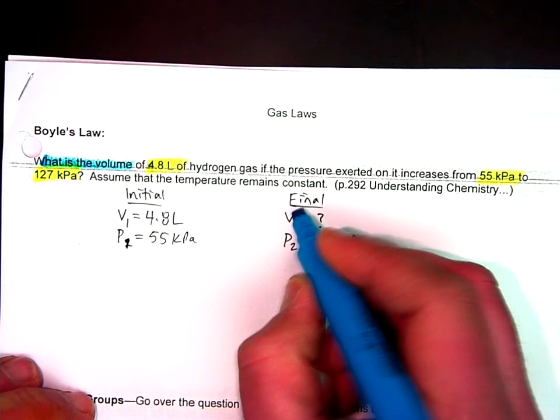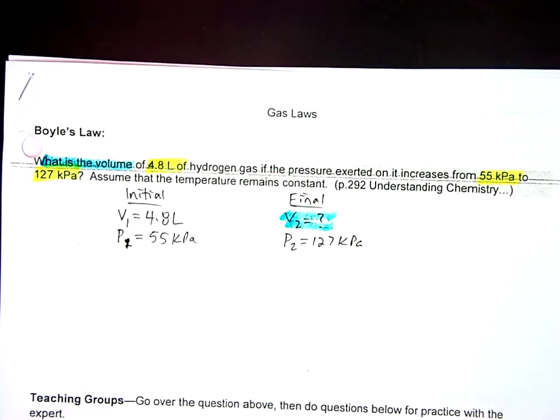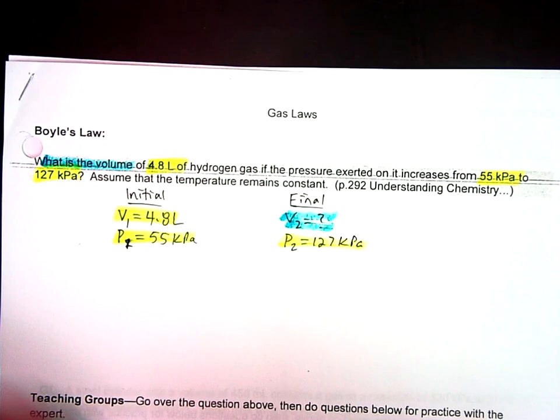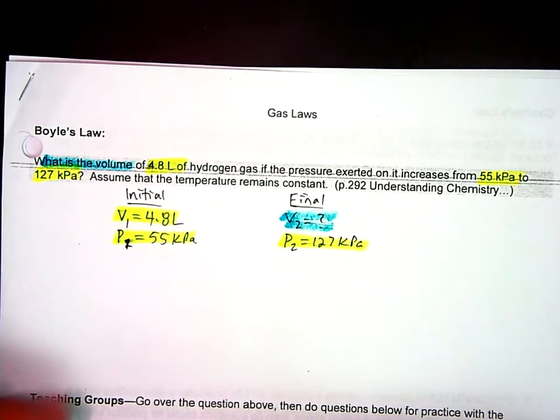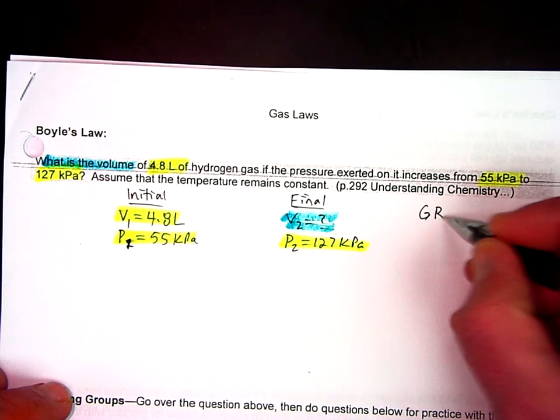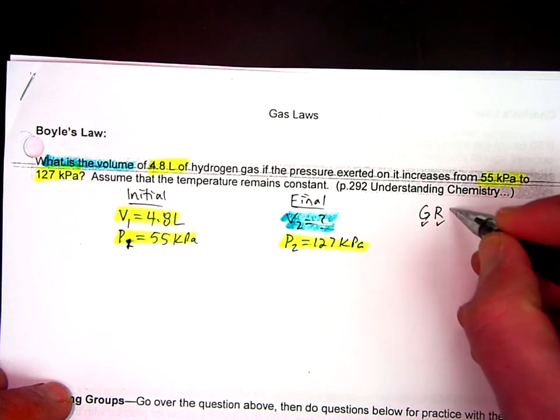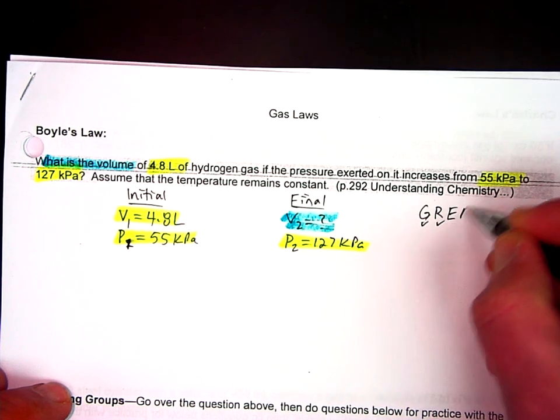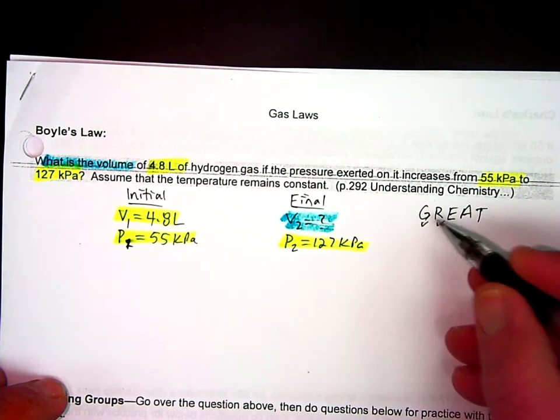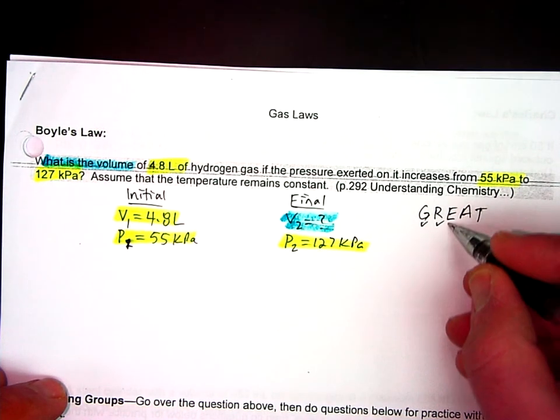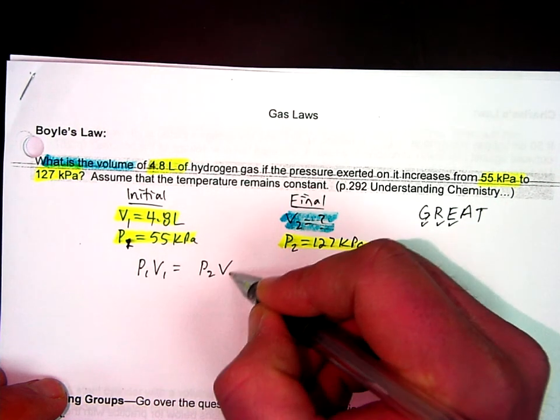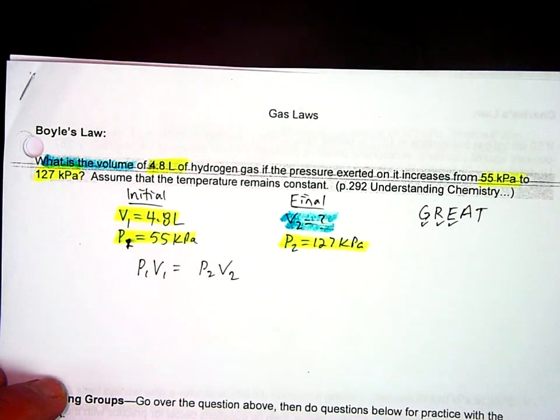We sub all this stuff into our formula and we can get our answer. Starting off, we might want to use the GREAT method: given, required, then we use an equation, get the answer, and finish it off with a therefore statement. That's what the GREAT method means. Now we're going to do our equation. So P1 V1 equals P2 V2. Now what we'll do is plug everything in.